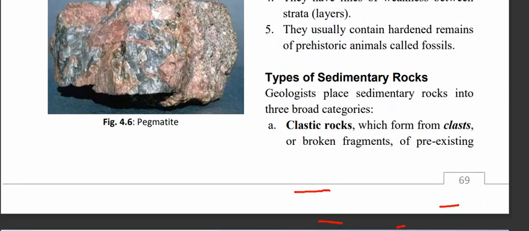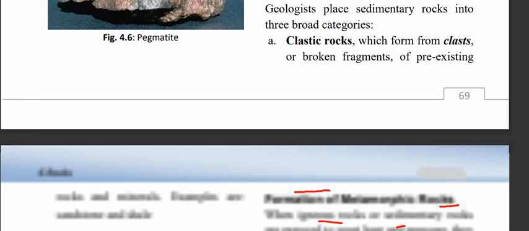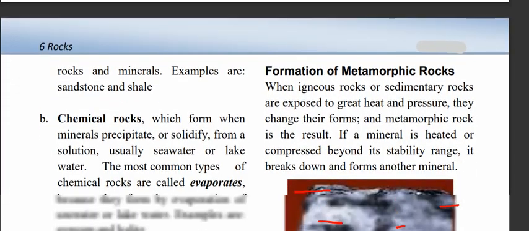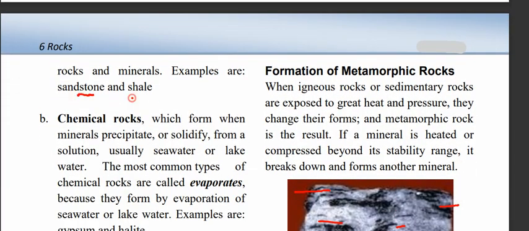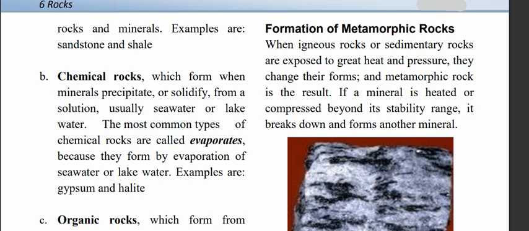Types of sedimentary rocks. So geologists place sedimentary rocks into 3 broad categories. So we have clastic rocks, which form from clasts or broken fragments of pre-existing rocks and minerals. Examples are sandstone and shale.